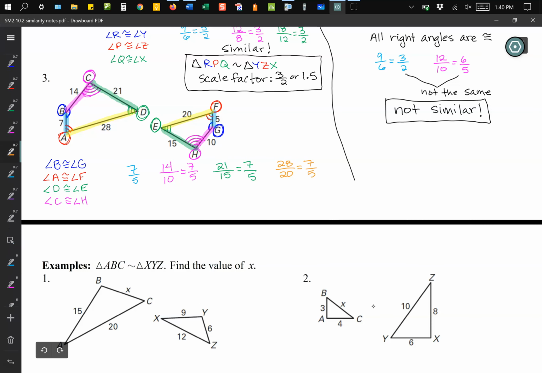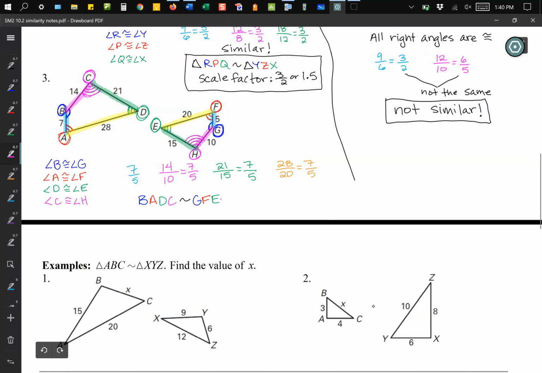So just to make my life a little simpler, I'm just going to name it in the order I've got the letters already with the angles. So I'm going to name it B, A, D, C is similar to G, F, E, H. And the scale factor is 7/5.